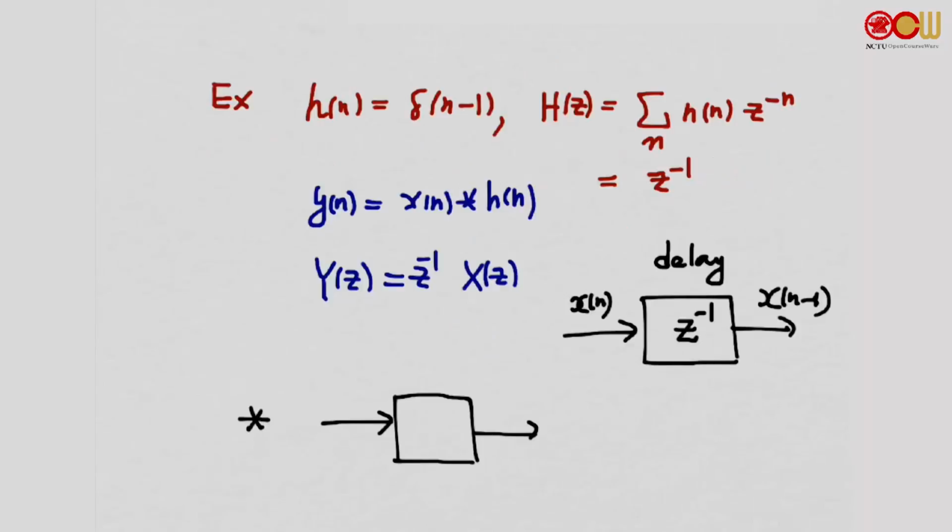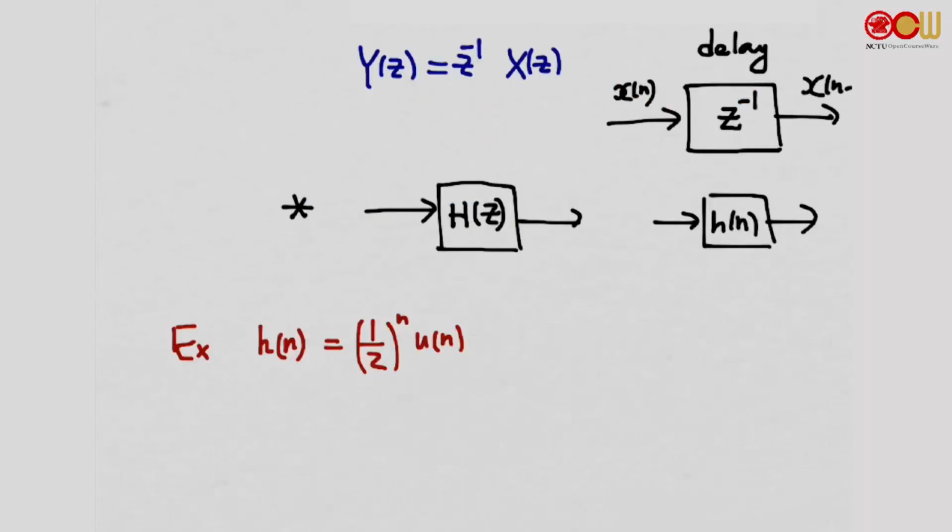Like the case of continuous time systems, whenever it comes to a system, remember we always put the impulse response of the LTI system right in the box. And it happens more often that instead of putting the impulse response in the box, we put the Z-transform. That is more common.